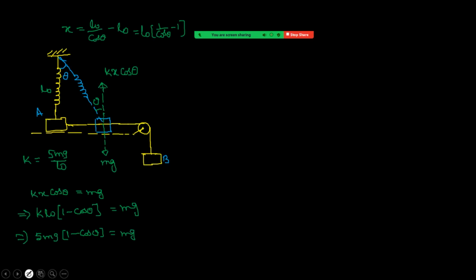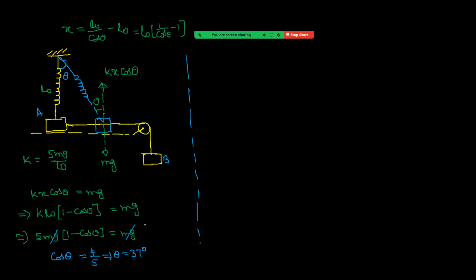Now see the calculation. mg, mg cancel. I can take 1 by here. So cos theta is equal to 4 by 5. That implies theta value, 4 by 5 means 37 degrees. Okay. Right. Now see what we have to calculate.